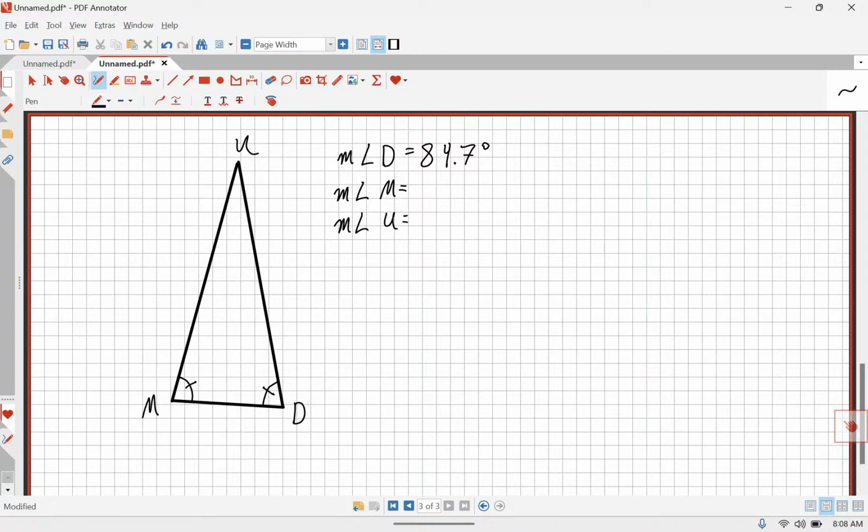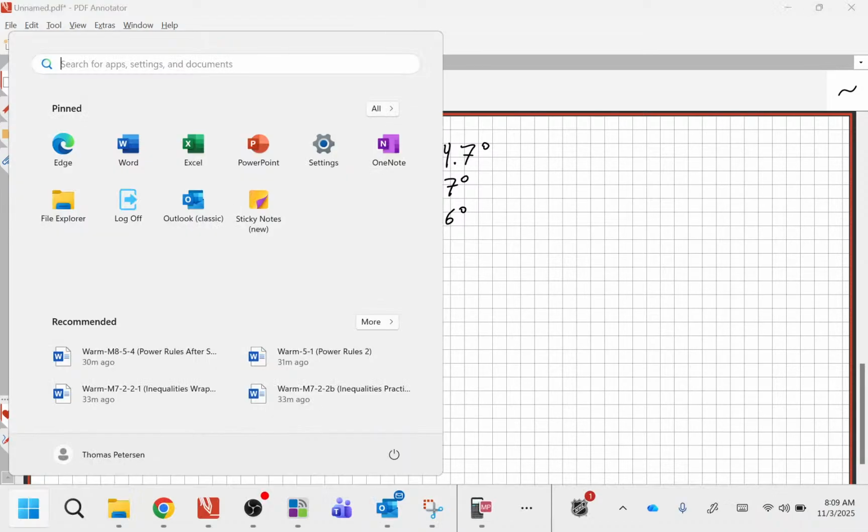Okay. Jace, will you tell me what is the measure of angle M? 84.7 degrees. And how did you know that? Exactly. Angle M and angle D are congruent. They have the same measure. Love that. How about the measure of angle U? What was it? 10.6 degrees? How many of us got that the measure of angle U is 10.6 degrees? Awesome. How did you get that? How'd you get that, Jace?